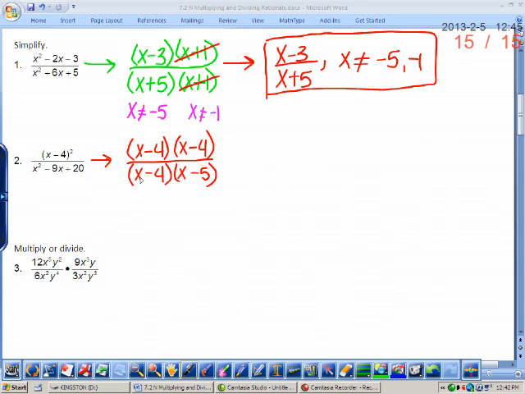What x values would make the function undefined? 4 and 5. So we know that x cannot equal 4 or 5. Do any of our factors cancel? x minus 4. So what do we end up with? For all x's, except x cannot equal 4 and 5.